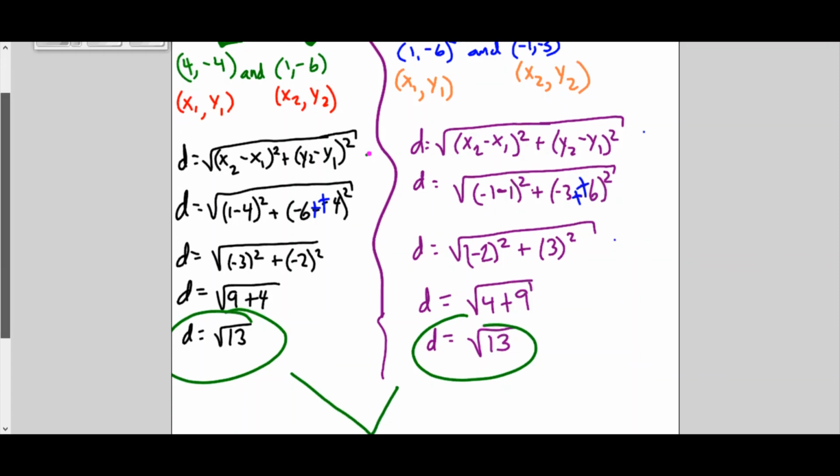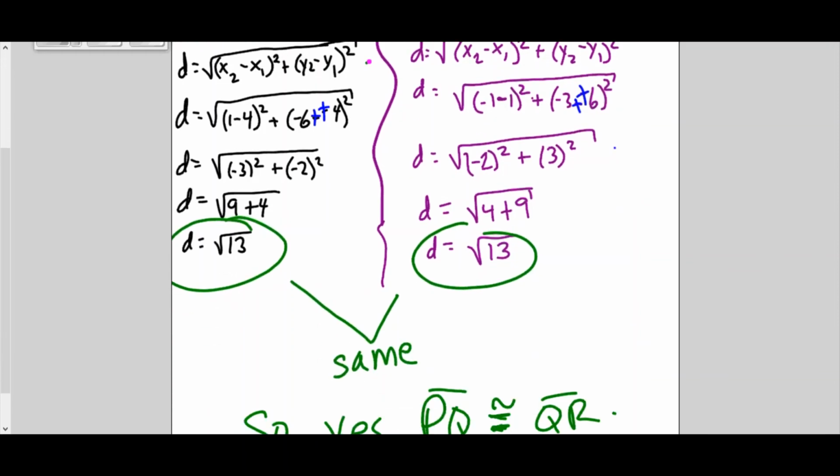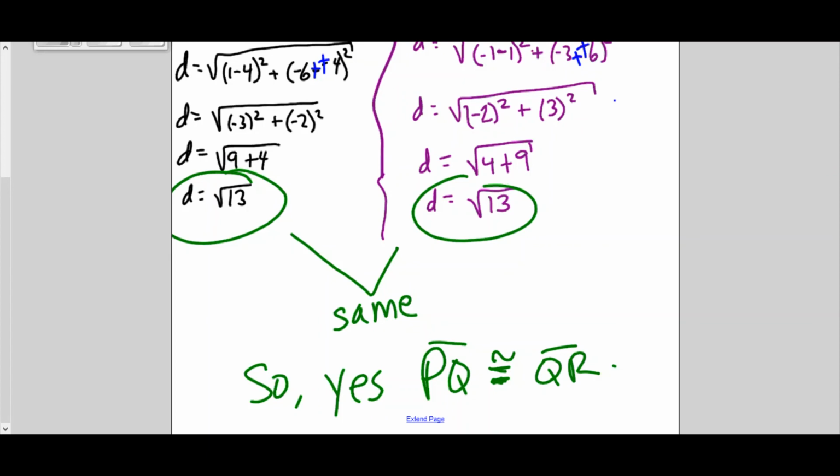So the last step, notice that these are the same. They're both the square root of 13. So we would say, yes, PQ is congruent to QR.